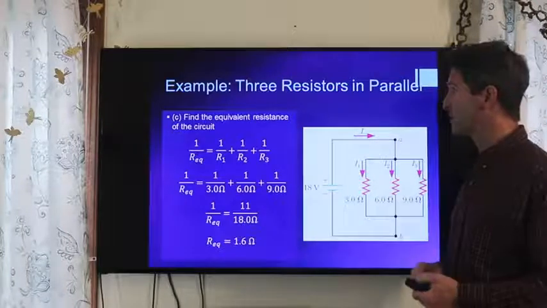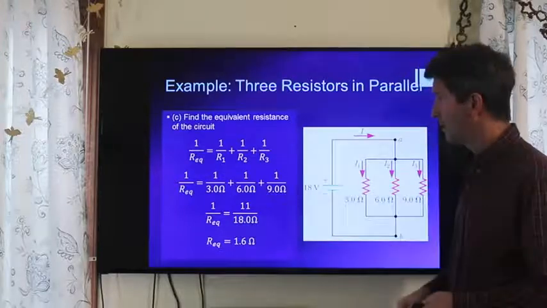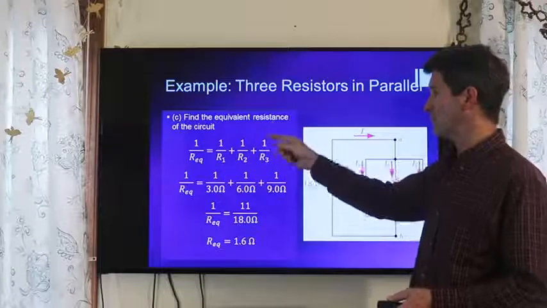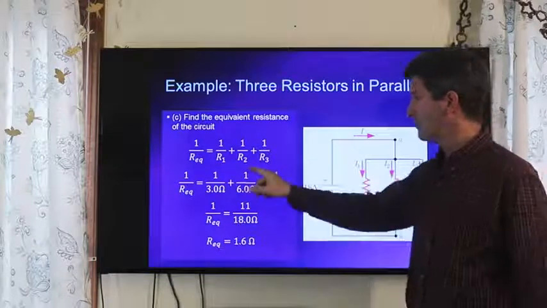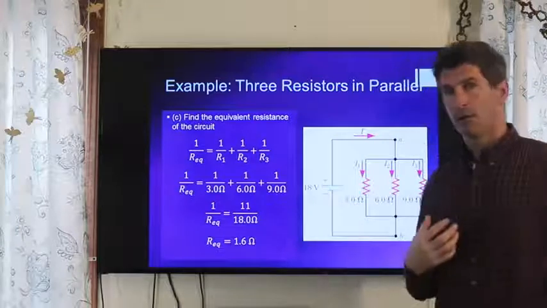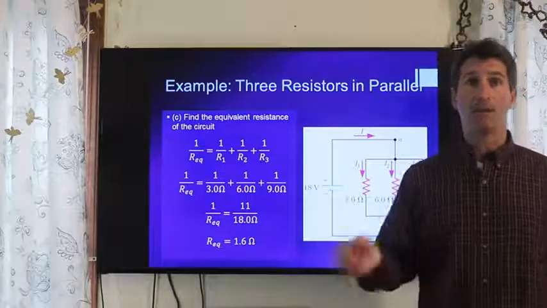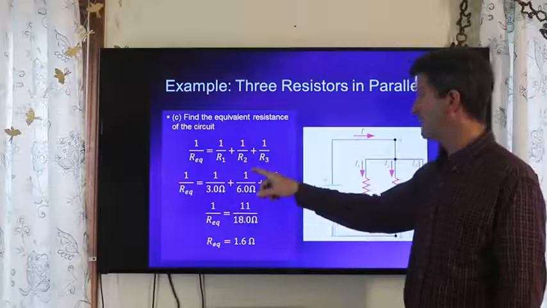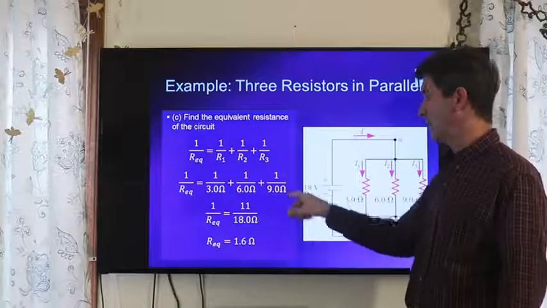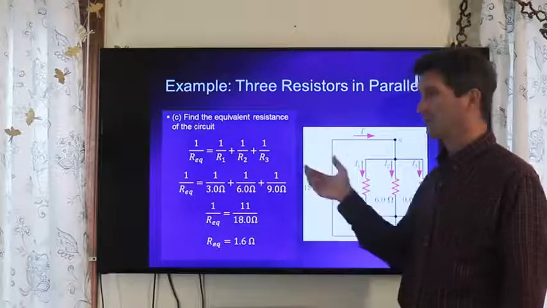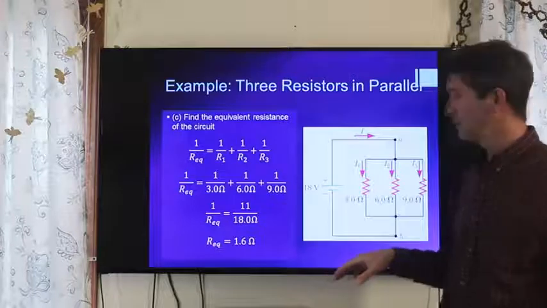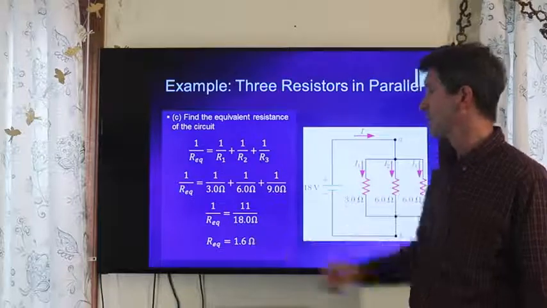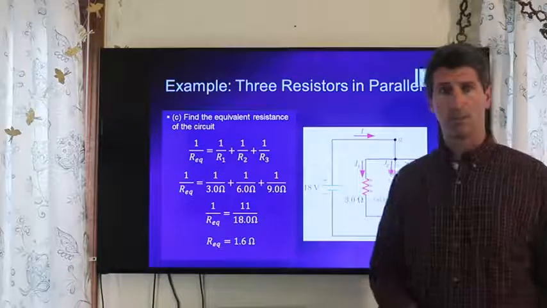Let's look at C. Find the equivalent resistance. 1 over R EQ is equal to 1 over R1 plus 1 over R2 plus 1 over R3. So we have 1/3 plus 1/6 plus 1/9. The least common denominator there is 18. So 6 over 18, 3 over 18, 2 over 18, I add them all together. 6, 3, 2, we get 11. 11 over 18, but this is the reciprocal, so we've got to flip it. 18 divided by 11 is 1.6 ohms.